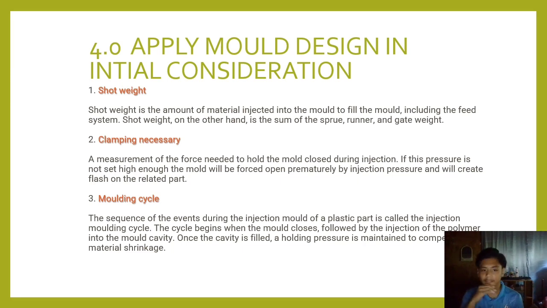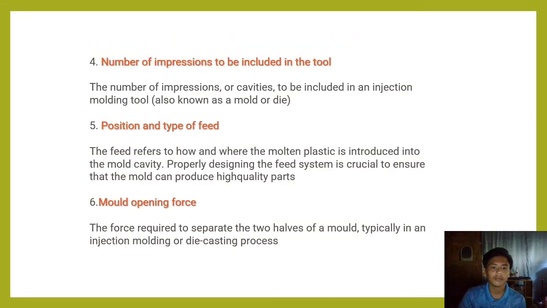Molding cycle. The sequence of events during injection molding of a plastic part is called the injection molding cycle. The cycle begins when the mold closes, followed by the injection of the polymer into the mold cavity. Once the cavity is filled, a holding pressure is maintained to compensate for material shrinkage. Number of impressions to be included in the tool. The number of impressions or cavities to be included in an injection molding tool, also known as a mold or die.